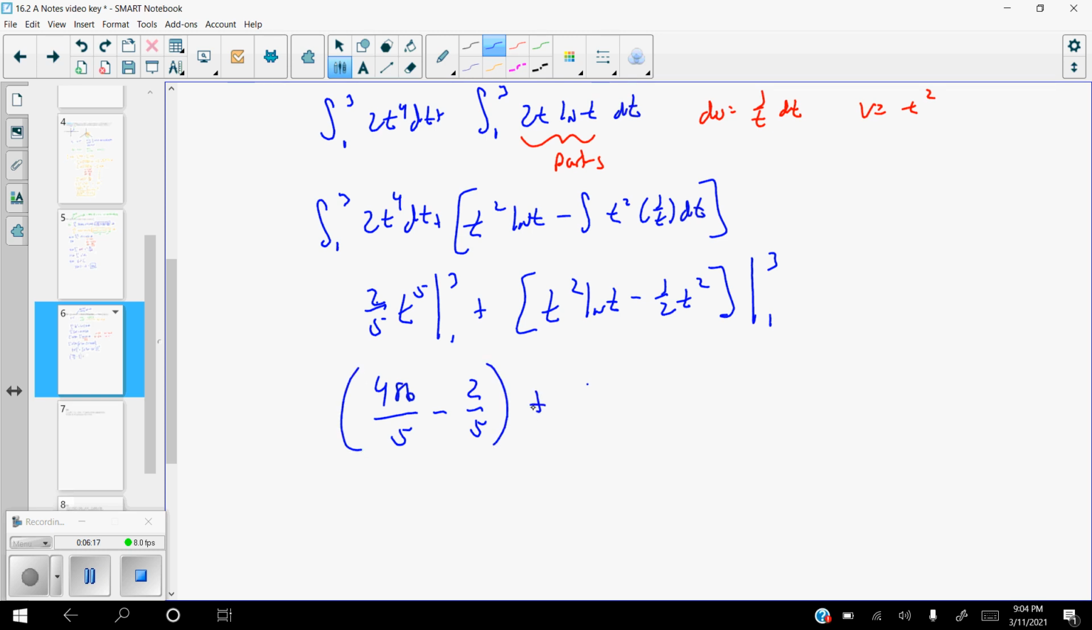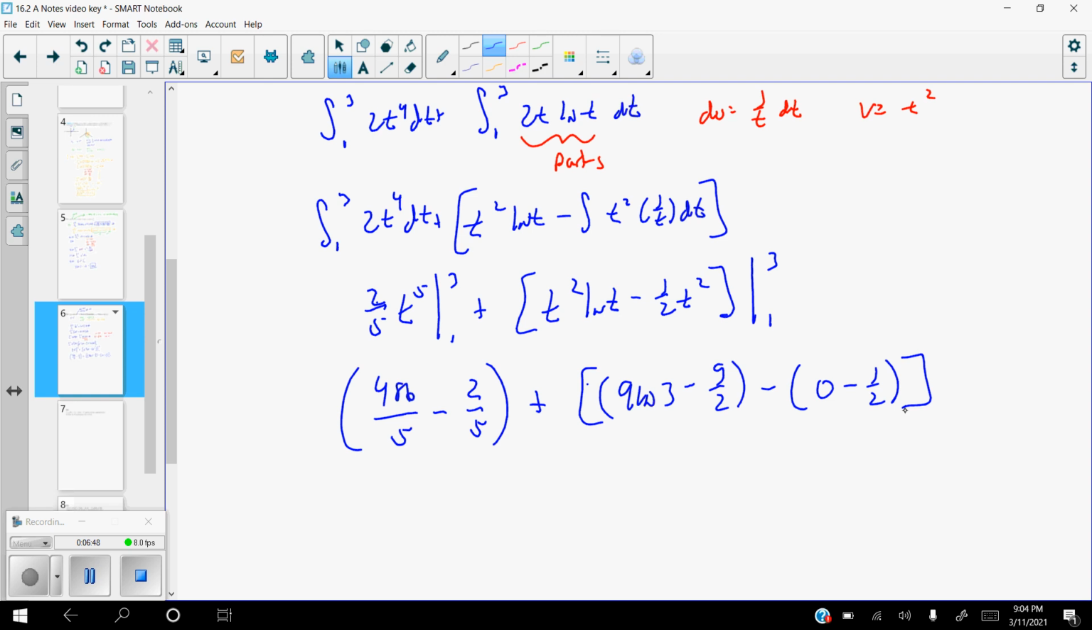All right, now we'll do the second one. So we're going to get, let's see, plugging a 3 in, we get 9 times the natural log of 3, whatever that is, minus 9/2, that's plugging the 3 in, minus, plugging the 1 in, I get 1 times the natural log of 1, natural log of 1 is 0, minus 1/2. What an ugly answer this is going to be.